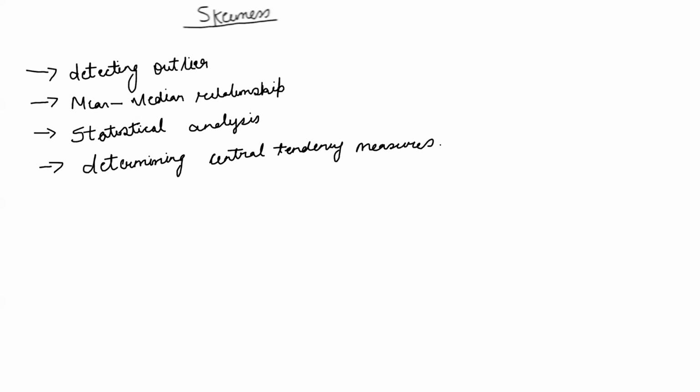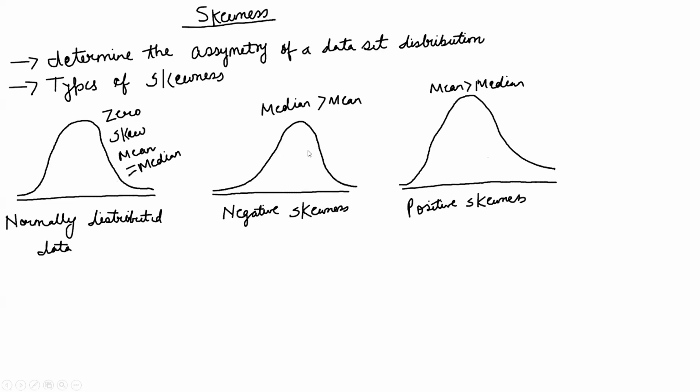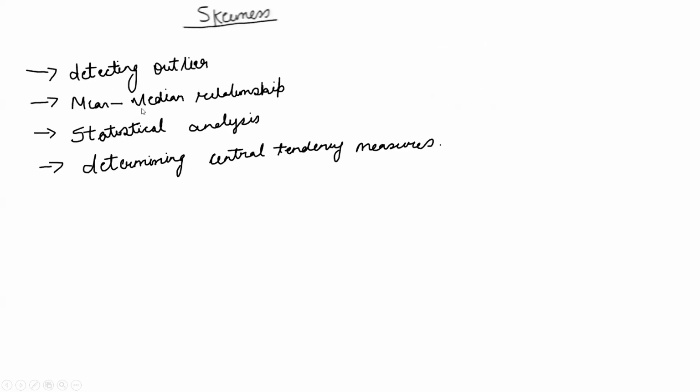So skewed data often contains outliers that affect the mean, and it makes it less representative of the data as a whole. When there is skewness, we need to handle the outliers according to the assumptions of the algorithms. Next is the mean median relationship. We saw in the previous diagram that when it's negatively skewed data, the median is greater than the mean. Positive skewness, the mean is greater than the median. And when there is normally distributed data, the mean is equal to the median. So it also tells us about the relationship between the mean and median.